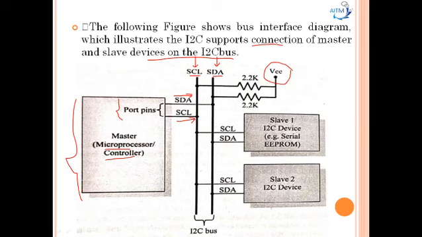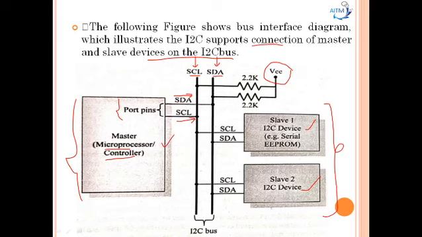So this system may have different slaves. Here we have slave 1, that is an I2C device, for example a serial EEPROM, and a second slave device, that is another I2C device. So all the operations are controlled by the master device.